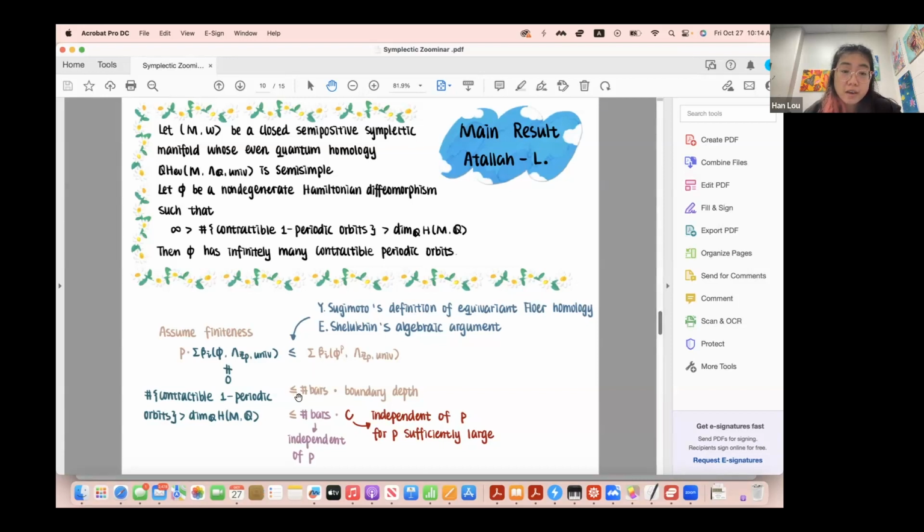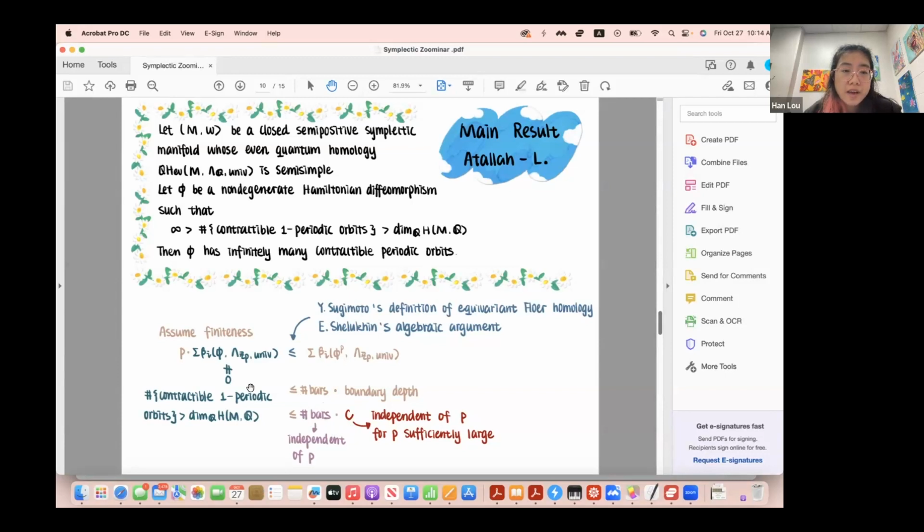And now we're looking at the right-hand side. Obviously, it's less than or equal to the number of the bars times the boundary depth, because boundary depth is the longest bar length. And then this is less than or equal to the number of the bars times an upper bound of the boundary depth. So now we can show the two terms on the right-hand side are independent of p for p sufficiently large.